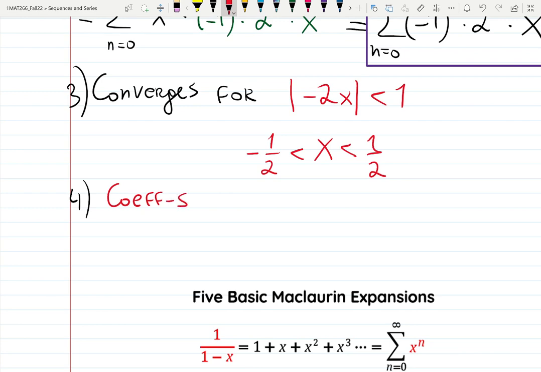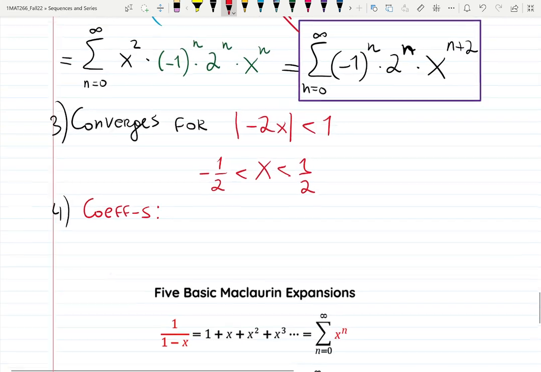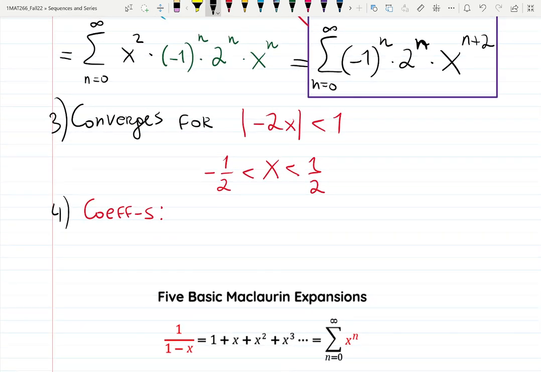Coefficients. Sometimes people put S at the end. Coefficients. I just like C-O-E-F-F. What we do is we're going to plug in our n's carefully, slowly.